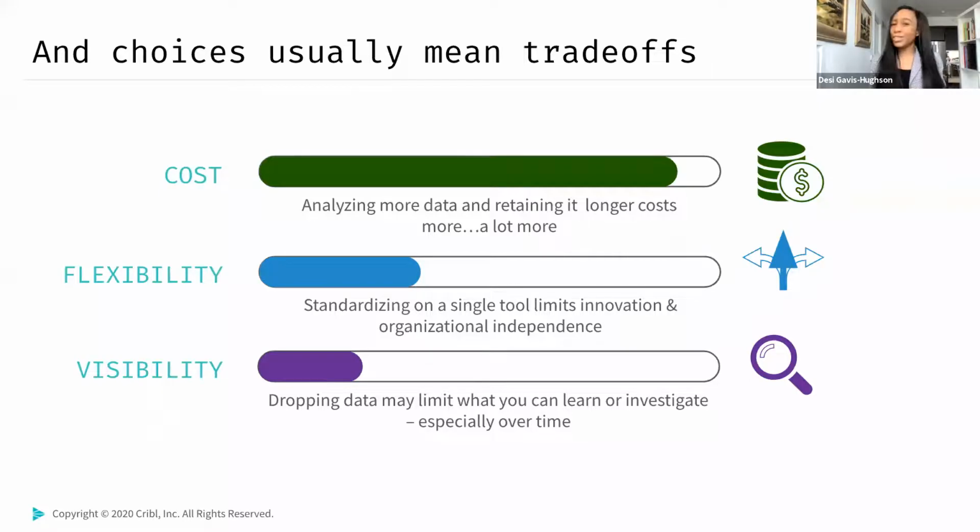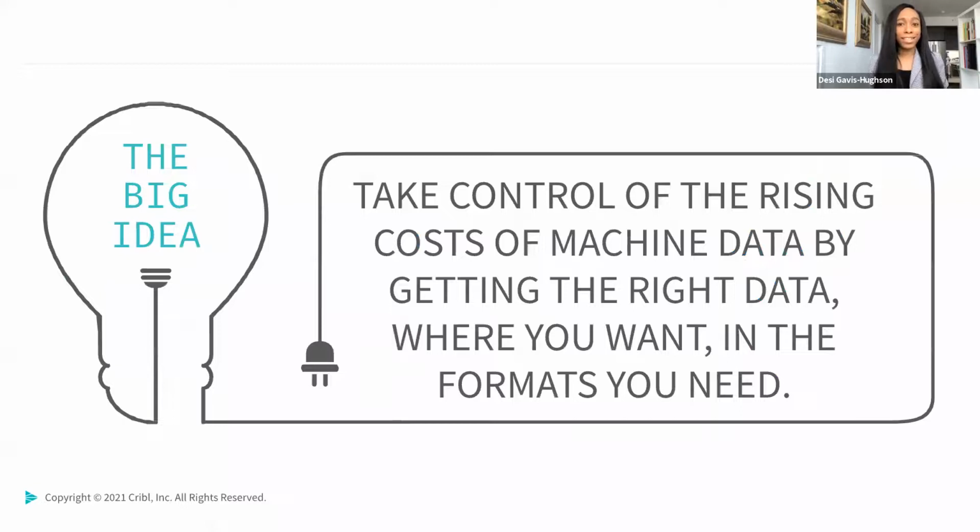And choices usually mean trade-offs. You really end up playing this three-way tug of war with cost, flexibility, and visibility. And the more data you analyze and the longer you retain it, the more it costs you. Standardizing on a single tool is going to limit flexibility. And if you drop data to keep costs down, that could ultimately limit what you can learn or investigate over time. So how do you do it, right?